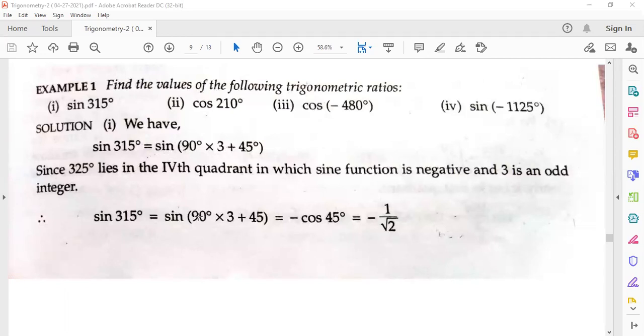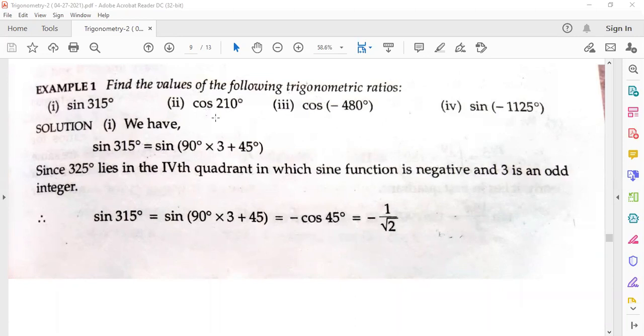But here it is odd, so for 3 into 90 degrees, sin changes into its complement cos 45 degrees. As this angle is situated in the fourth quadrant, where sin is negative, we take the negative sign. Now we know the values of angles from 0 to 90 degrees. So the answer is minus 1 by root 2.